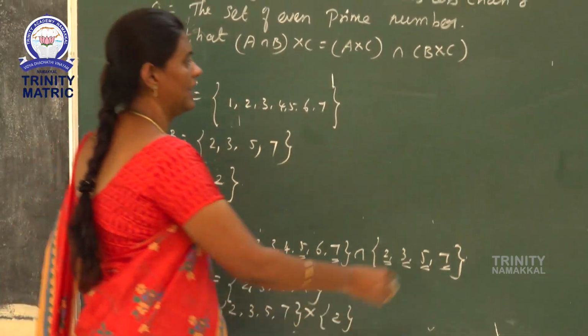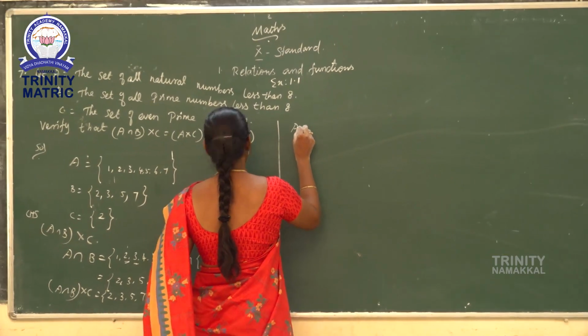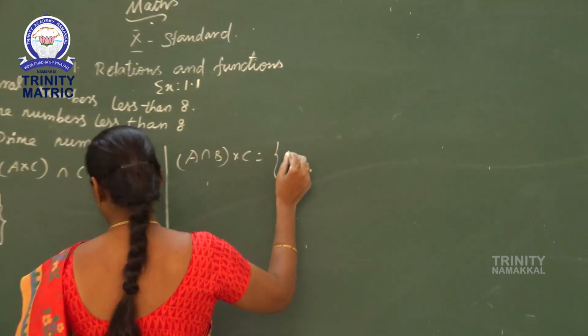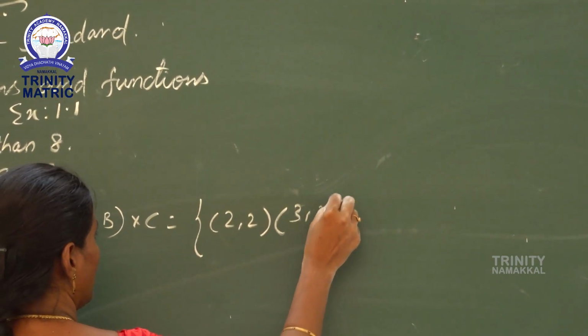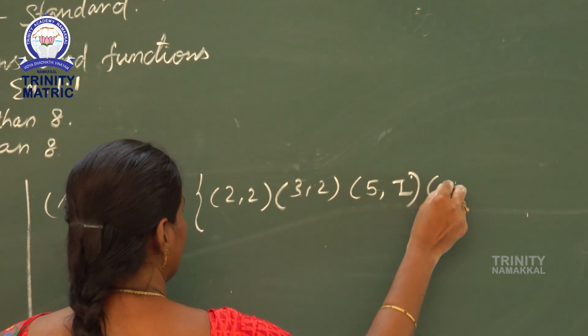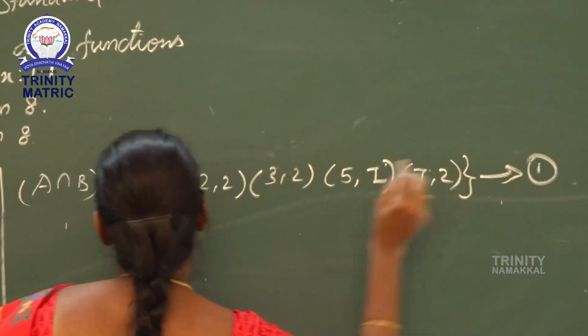Now we write in the ordered pair. See here, A intersection B cross C is equal to: first we take (2,2), then (3,2), then (5,2), then (7,2). This is equation number 1.